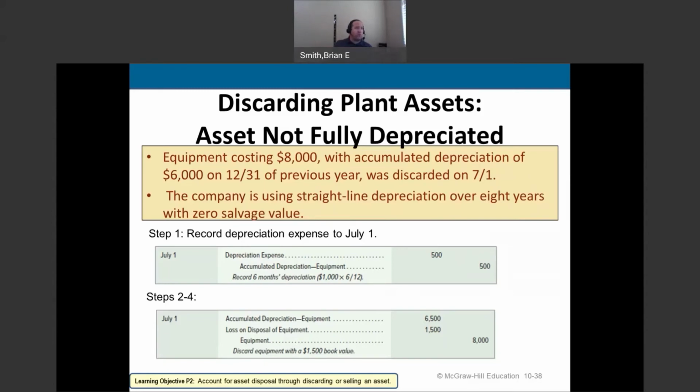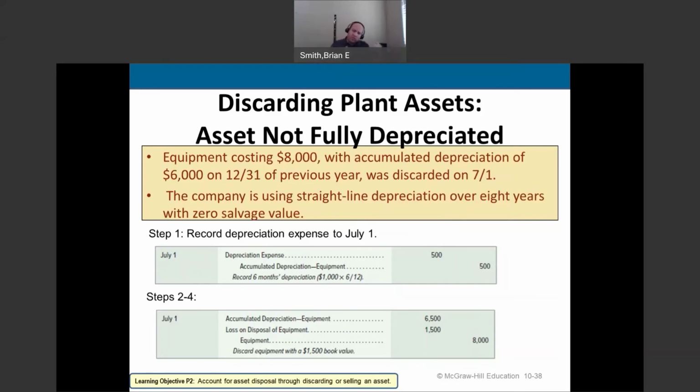So if we're just discarding it on July 1st, we're going to have a loss on this disposal because we only depreciated $6,000 prior. Add in $500, that's $6,500 of accumulated depreciation. Loss on disposal, we're getting rid of it, $1,500 is our debit. It's a loss. And then credit the equipment for $8,000. Bottom line, the way I like doing this is I first debit the accumulated depreciation, put that number in there, credit the equipment $8,000, and if we got any assets, debit that asset. Then whatever's left over to balance this, if it's a debit, it's a loss. If it's a credit, it's a gain.